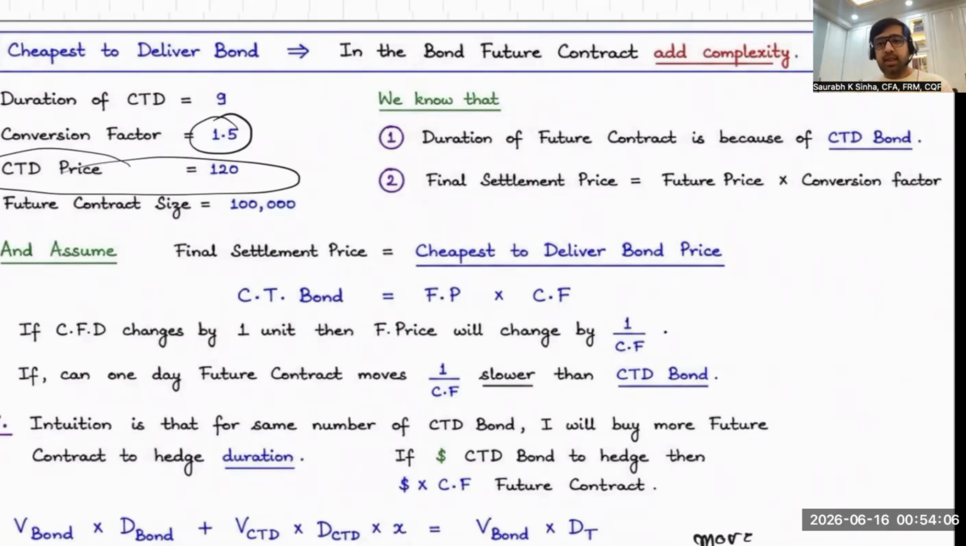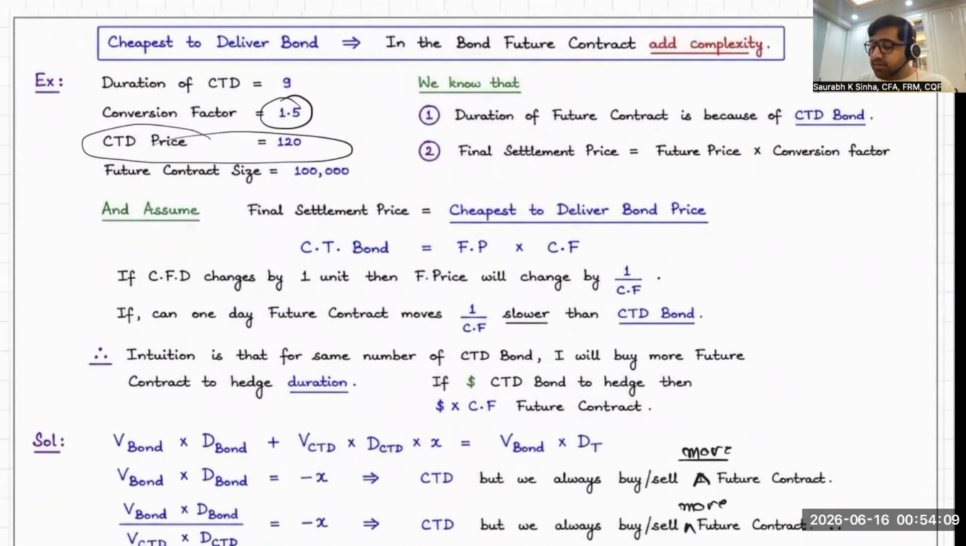Nobody can deny that. But do you remember we said that the final settlement price is equal to future price into conversion factor? The final settlement price is equal to future price into conversion factor. And for the time being, just assume that there is no possibility of making any profit in the treasury bond future contract, then the final settlement price should be equal to the cheapest to deliver bond price, right? So basically, I'm saying that the cheapest to deliver bond price is equal to future price into conversion factor.